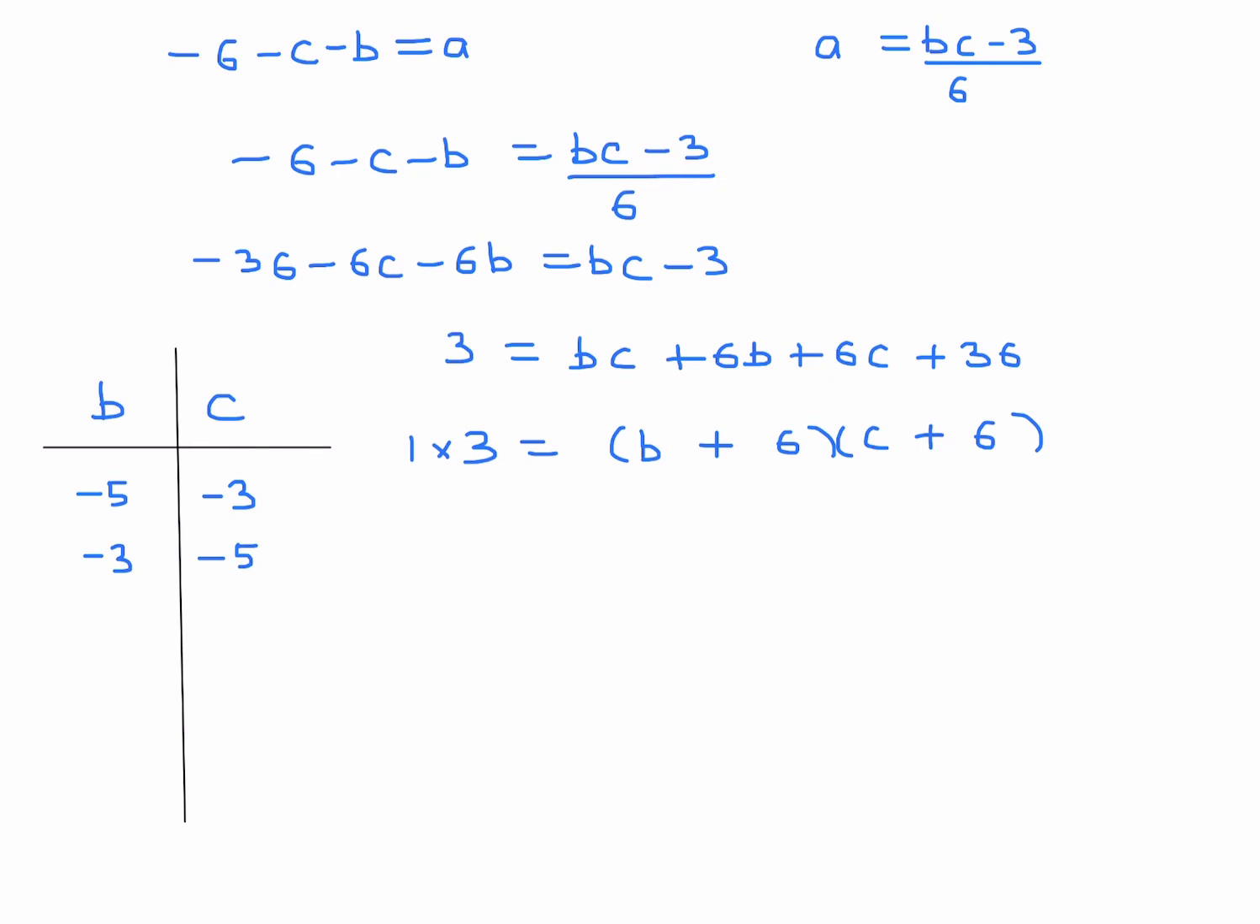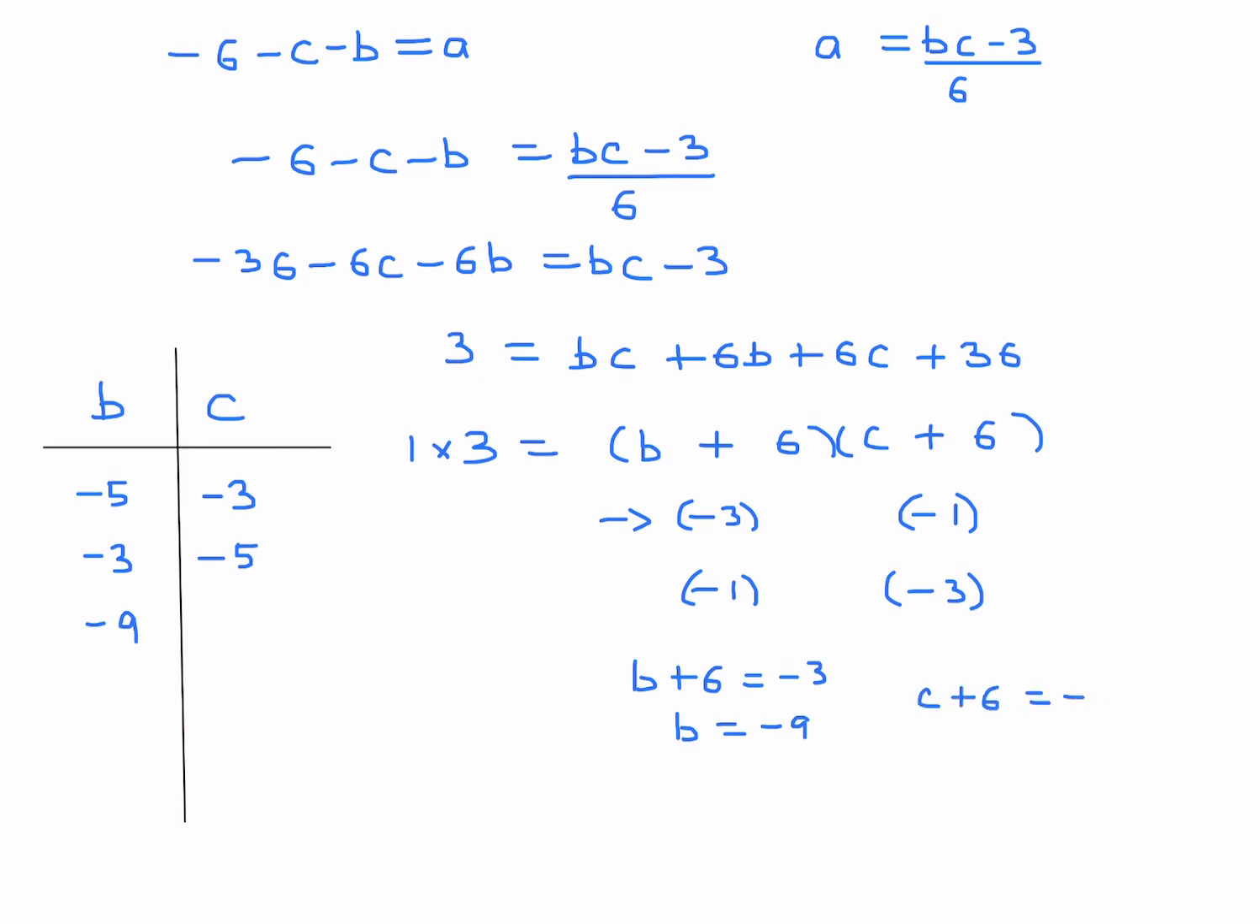Okay, now at this point, do not think that you're done with the question. Keep in mind, you can also have a scenario of minus 3 and minus 1. That would also give you a product of 3. Or minus 1 and minus 3. So for this guy, you would get the following values. B plus 6 is minus 3. So that means b is minus 9. And if c plus 6 is negative 1, then that means c is negative 7. And for this one, it would just reverse, so it would be minus 7 and minus 9.